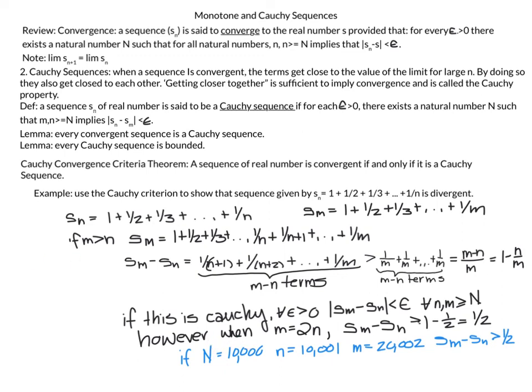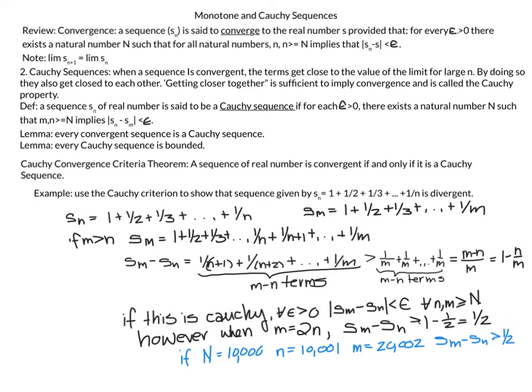So in other words, no matter how large your n is, you can go out to 10,000, 100,000, whatever it is. If little n is equal to big N, then m is equal to twice as much. By the Cauchy definition, for all natural numbers m and n greater than N, you have to have the distance between the terms arbitrarily small. And in this case, the distance between Sm and Sn, as long as m is equal to 2n, is always going to be greater than or equal to 1/2.